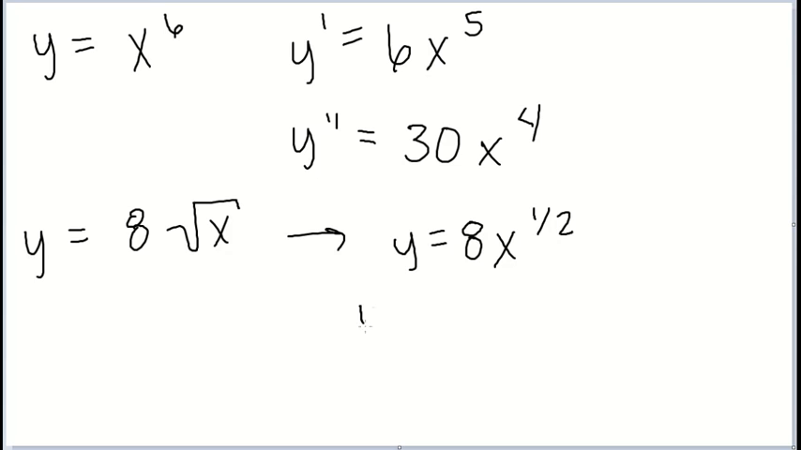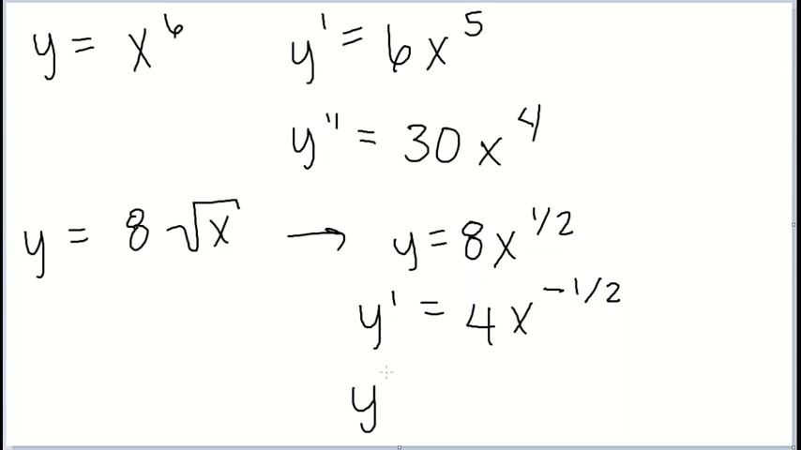So if we do that, y prime is going to be, take the exponent, multiply it by whatever is out front, so 1/2 times 8 should be 4, and then we're going to subtract 1 from the exponent. So 1/2 minus 1 is going to be negative 1/2. So 4x to the negative 1/2 is the first derivative of y.